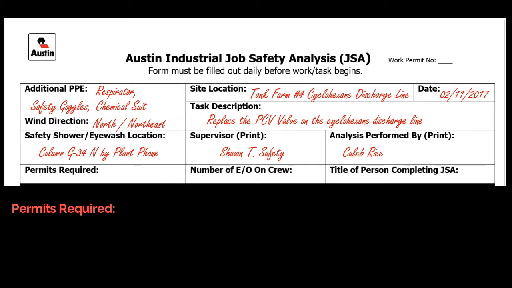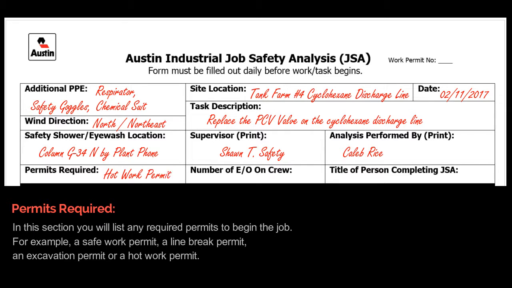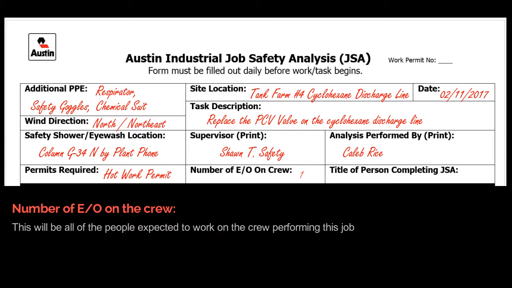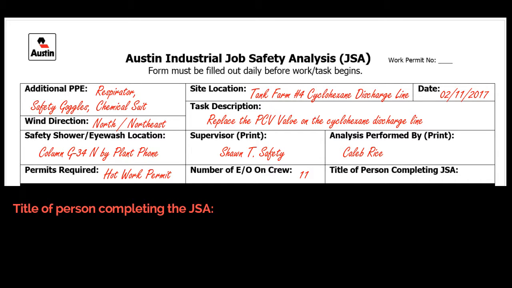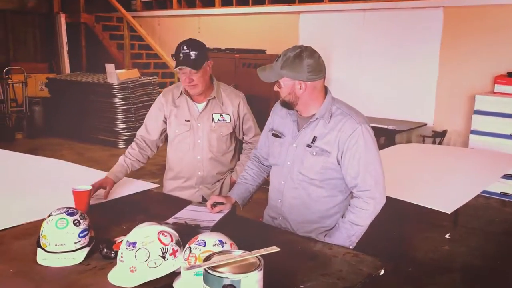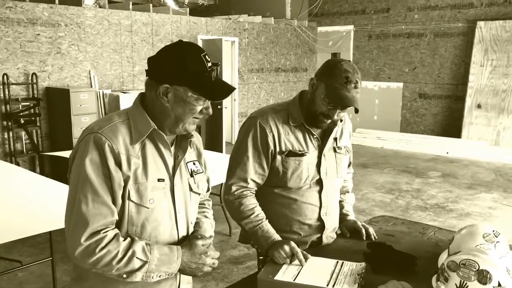This is important because everyone will bring different experience and perspectives to a job to develop a much better finished product. Permits required. In this section, you will list any required permits to begin the job. For example, a safe work permit, a line break permit, or a hot work permit. Number of EOs on the crew. This will be all of the people expected to work on the crew performing this job. Title of the person completing the JSA. The person writing the JSA will list their craft or job title here. While this information seems basic, it is important to have a good end product and an overall safe, quality job.